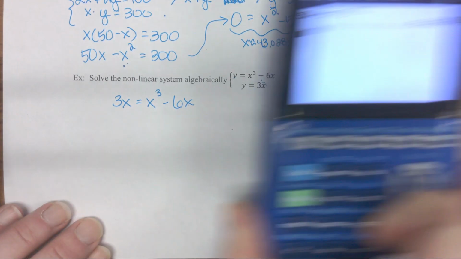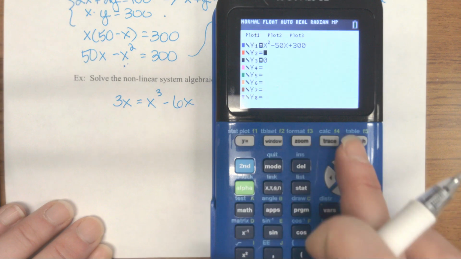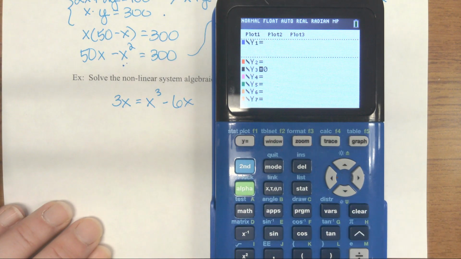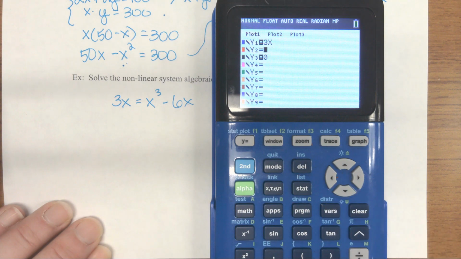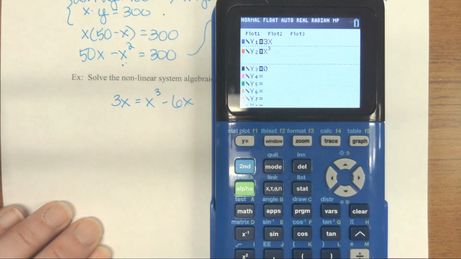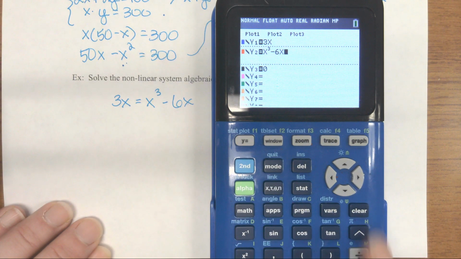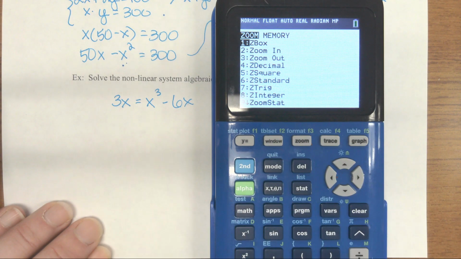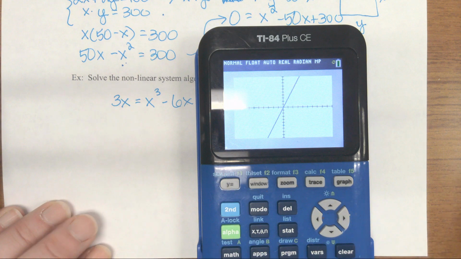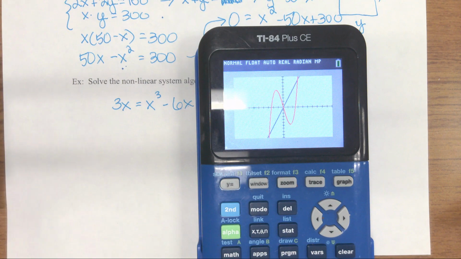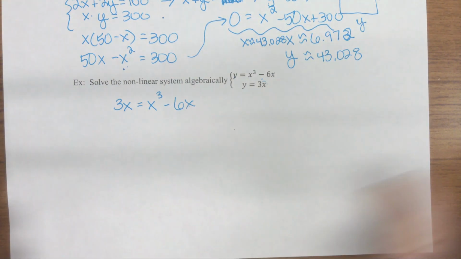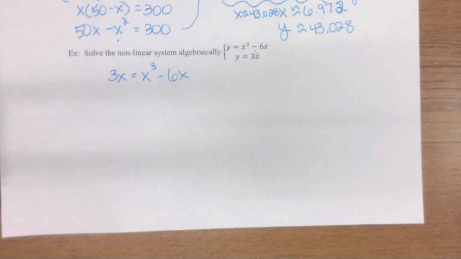If you wanted to solve this graphically, I'll show you this one. You could graph 3x, which is going to be a line, and then x cubed minus 6x is going to be a cubing function. That's the line. That's the cubing function. How many solutions does this look like it has? 3. Okay. I'm going to show you algebraically how to solve it, but of course, you can use your graphing calculator as well.